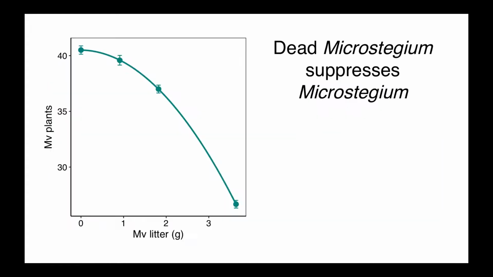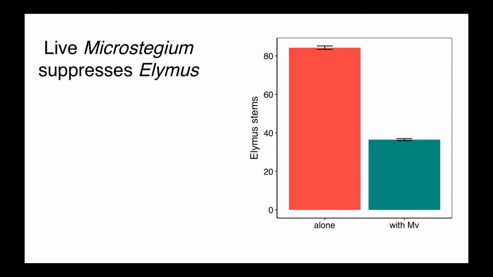But we still have some interesting results. So one is that as you increase the density of Microstegium litter, you get a lower germination rate from the seeds that we put in of Microstegium. So we have an idea that competition could come in that way, which is interesting. The second outcome that we saw is that, not too surprising, but Elymus, counted in terms of stems, and we'll soon check this with our biomass, does better alone than with Microstegium. So that's something we expected from previous experiments.